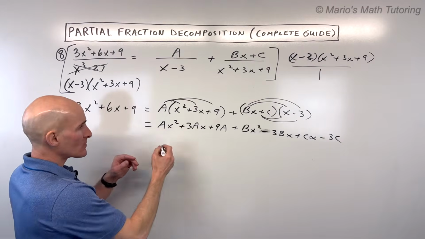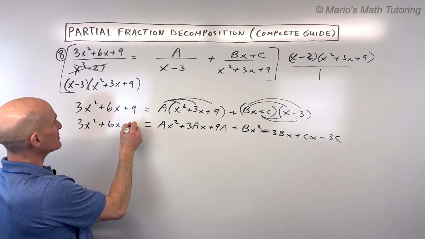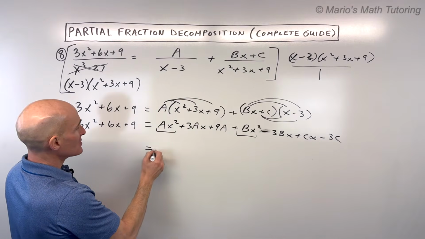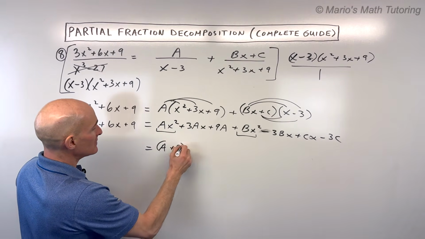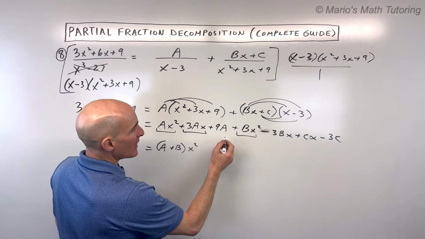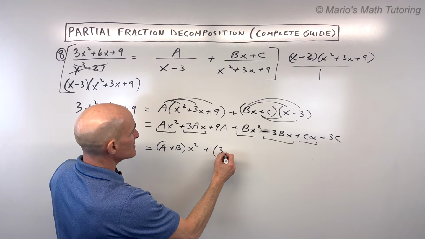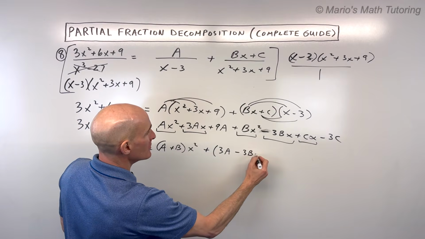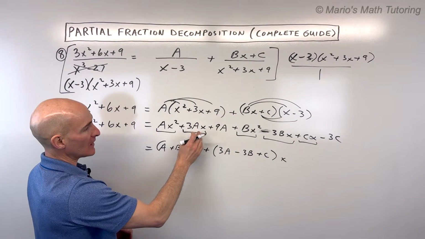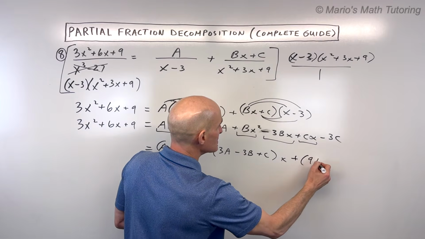Okay, now we're going to collect like terms. And this is equal to this right here, 3x squared plus 6x plus 9. Ax squared plus bx squared, so let's write that as a plus b times x squared. Over here we've got the x terms, so we've got 3ax and negative 3bx and cx, so that's going to be 3a minus 3b plus c times x. So basically you can see I'm just factoring the x out, okay? And then for the constant terms we've got 9a minus 3c.